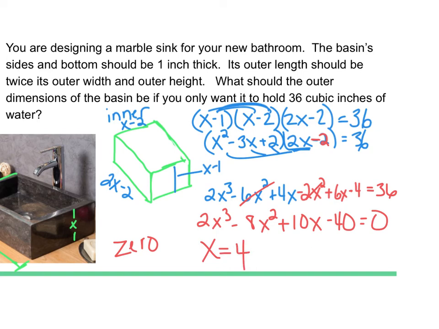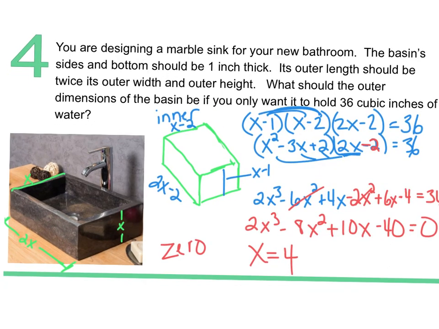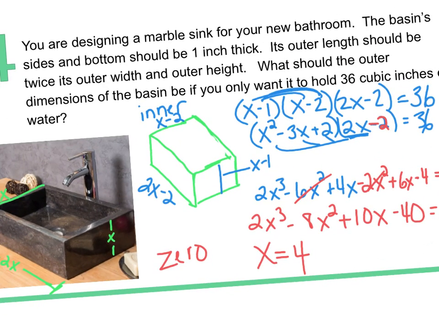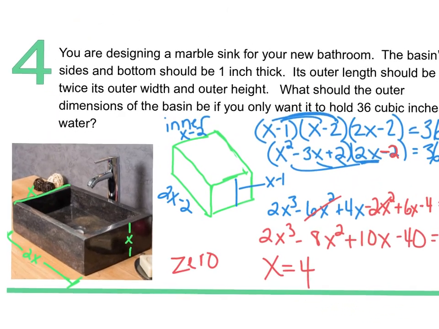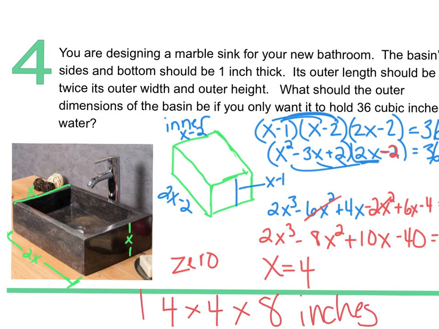So since x is equal to 4, what am I asked? What should the outer dimensions of the basin be? So I'm going to go back to my picture of my sink over here. So this side here is 2 times x, x, and x. So my outer dimensions would be 4 by 4 by 8 inches. Which realistically is a very tiny sink, maybe for a dollhouse.